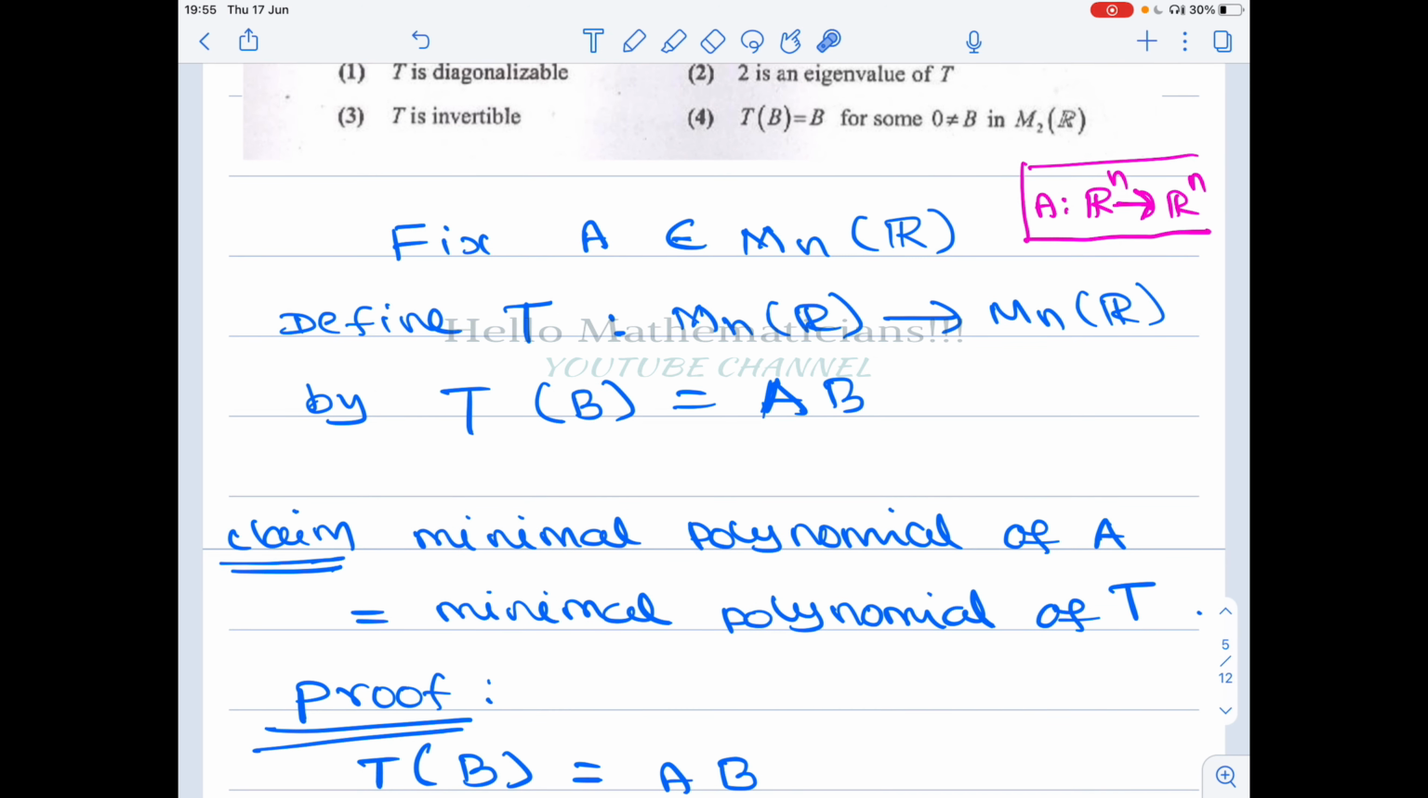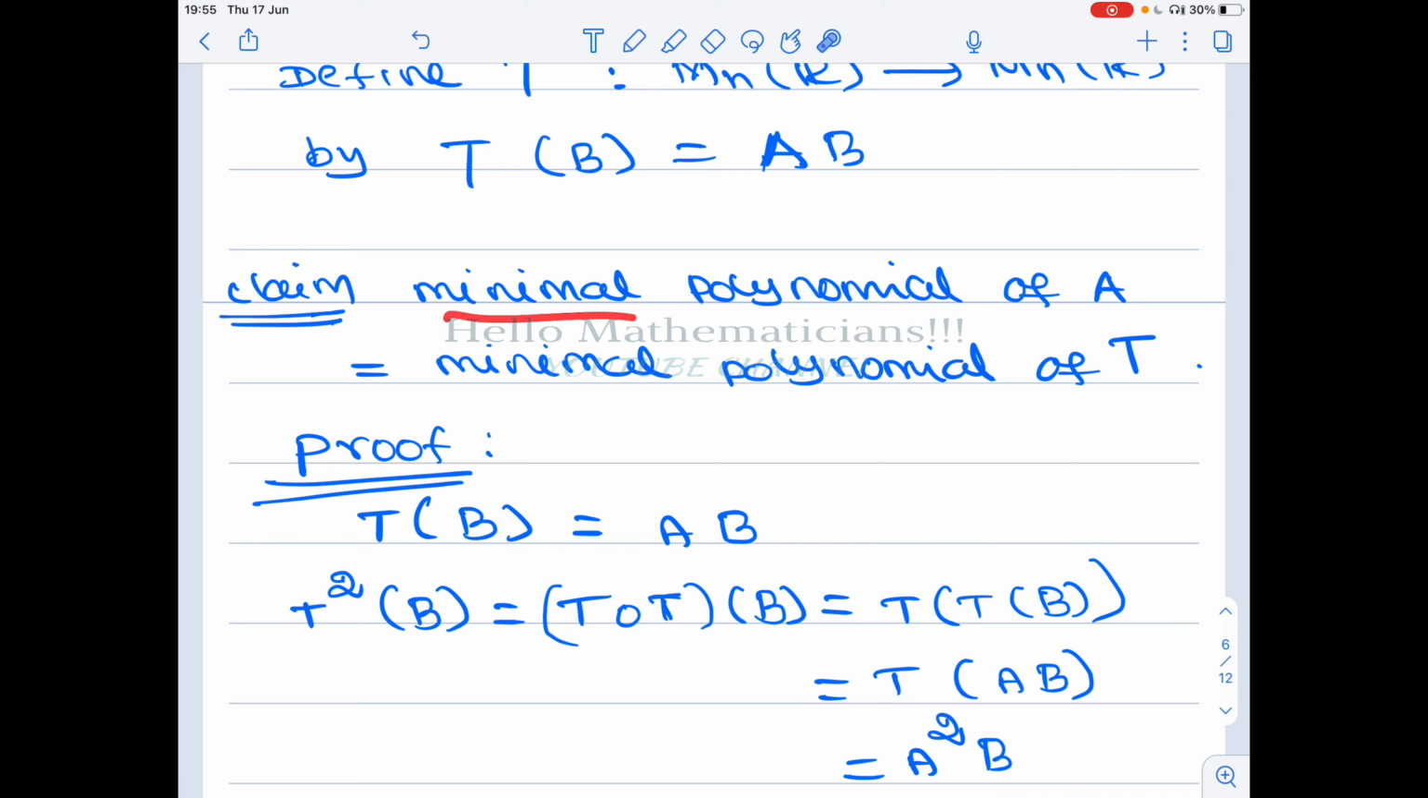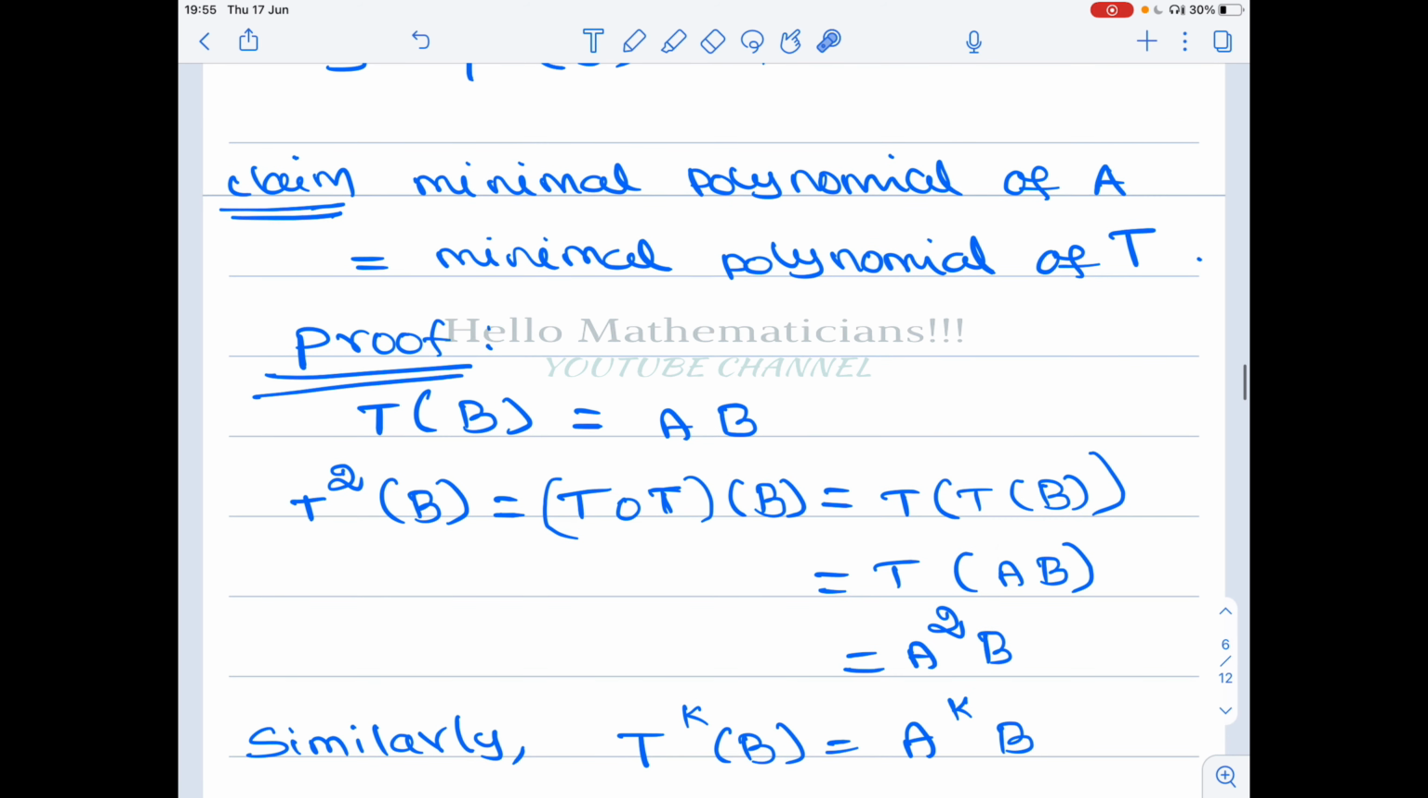So we fix A belongs to M_n of R, like in the problem. A is an arbitrary matrix now. So define a linear transformation from M_n of R to M_n of R by T of B equal to AB. This is how it is defined. Since A is an n by n real matrix, basically A is a linear transformation from Rn to Rn. Very good. So we claim that the minimal polynomial of A equals the minimal polynomial of T. Okay, we will prove it.